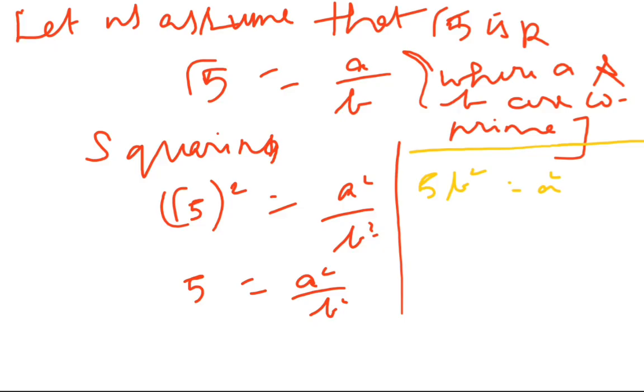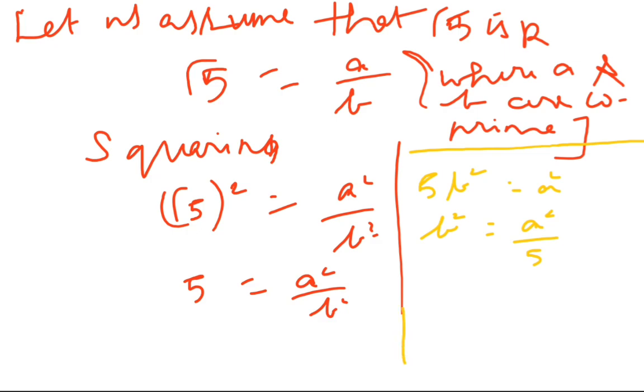So now let us take 5 to the RHS side. If it is in multiplication, it goes by division. So b square is equal to a square by 5. So from this we can understand that b square is equal to a square by 5.